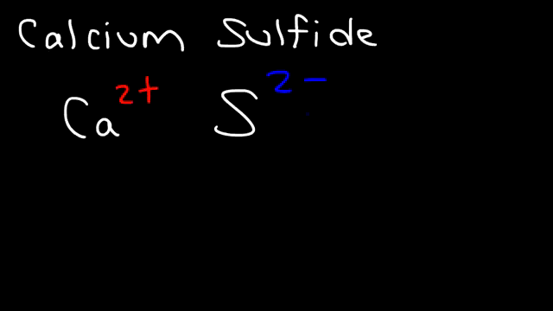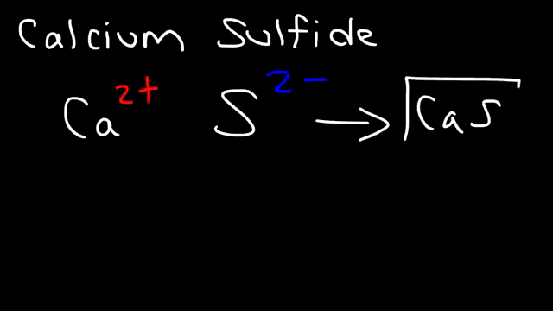Now notice that the magnitude of the charges are the same, 2+ and 2-. So you can simply write them in a 1-to-1 ratio. This is going to be CaS, calcium sulfide. That's the answer for this example. Now let's try another similar problem. Aluminum phosphide.